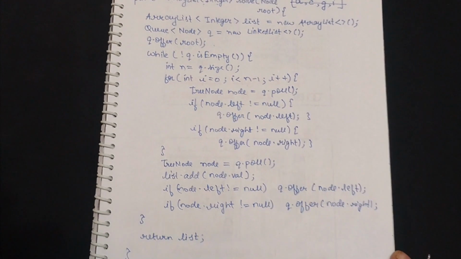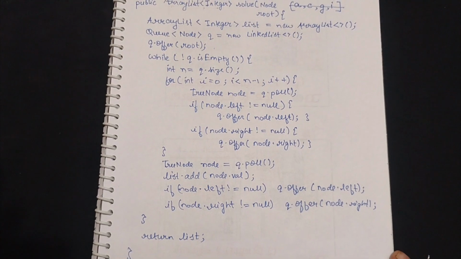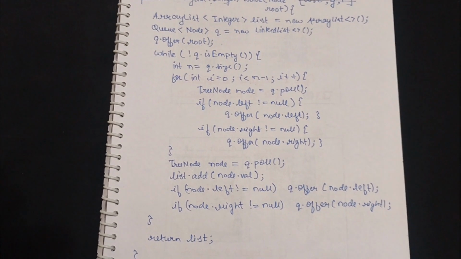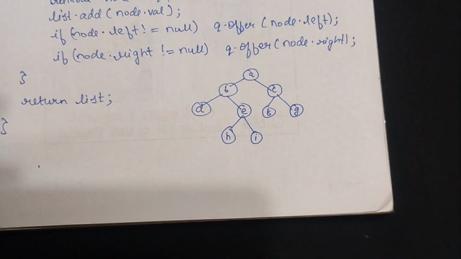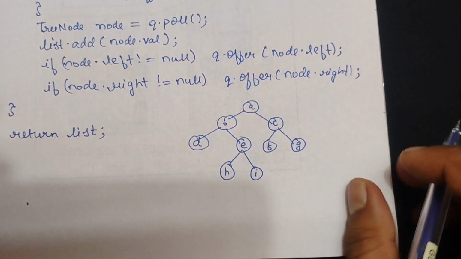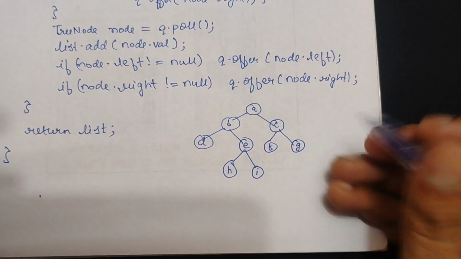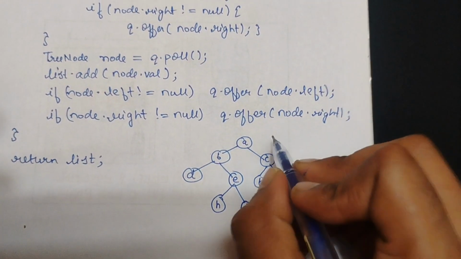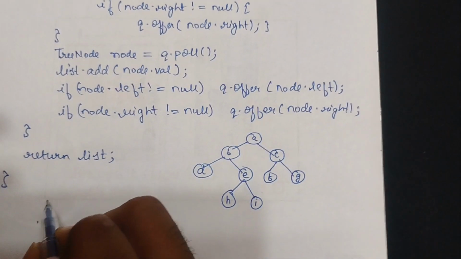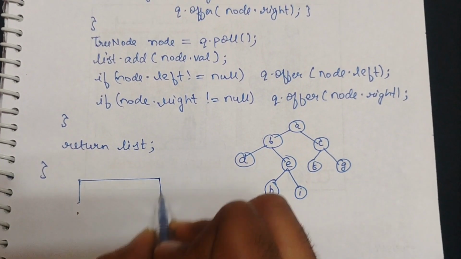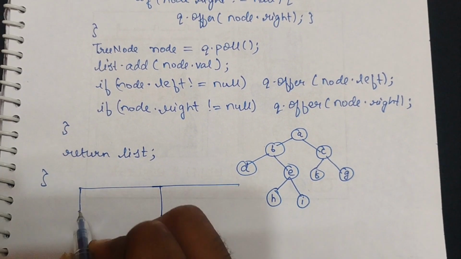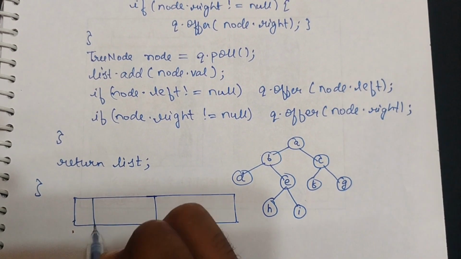Okay, so this is the entire code. You can see this is the entire code for this. Now I'll quickly do a dry run. Okay, so I have made a tree, and now we'll do a dry run. I'll make a queue over here. Bigger queue.